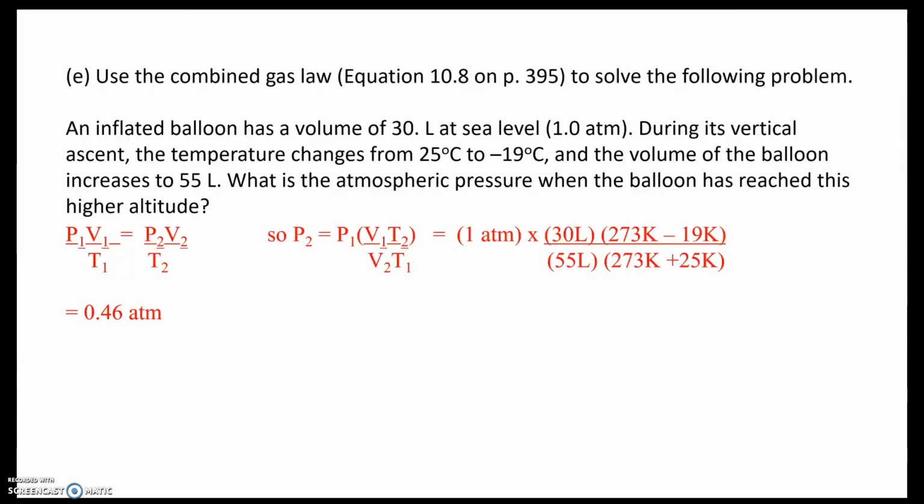But when we use the combined gas law, we want to solve for P2. So we rearrange this and we get P2 is equal to P1 times V1 over V2 times T2 over T1, and we plug in the things we know. 1 atmosphere, 30 liters for volume 1, and 273 minus 19 Kelvin for T2, 55 liters for volume 2, and 273 plus 25 K for the initial temperature, and we get a final pressure of 0.46 atmospheres.